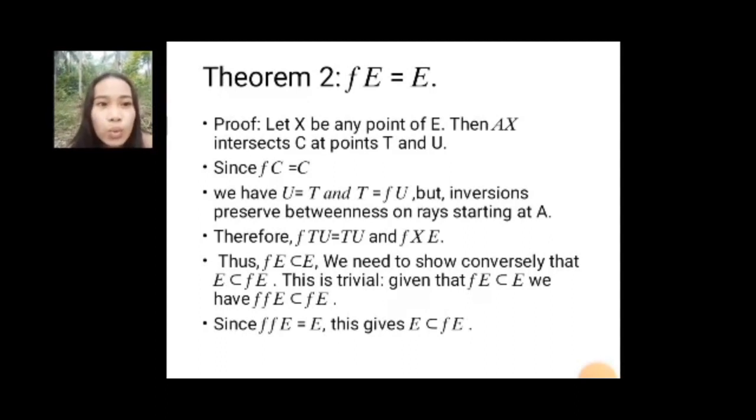We need to show conversely that E is a subset of FE. This is trivial. Given that FE is a subset of E, we have FFE is a subset of FE. Since FFE equals E, this gives E is a subset of FE.